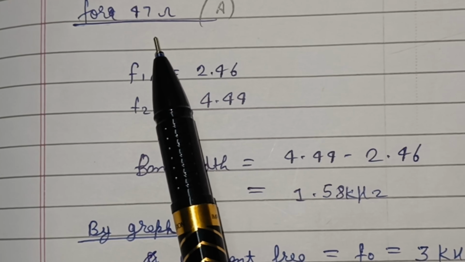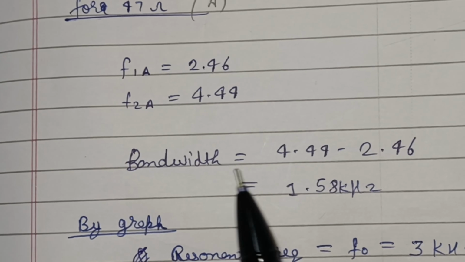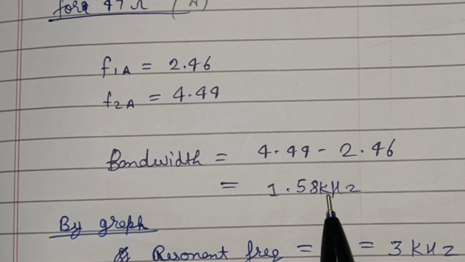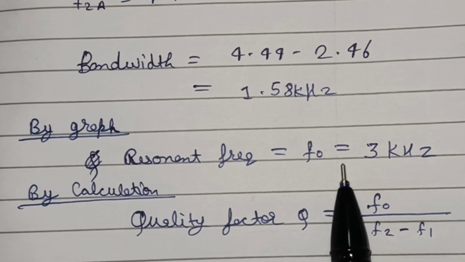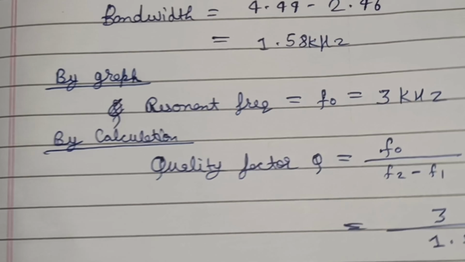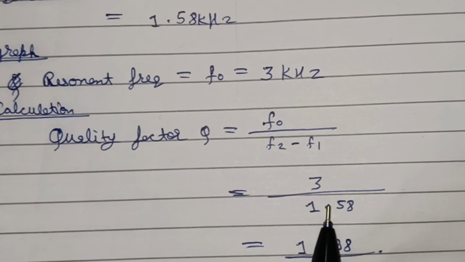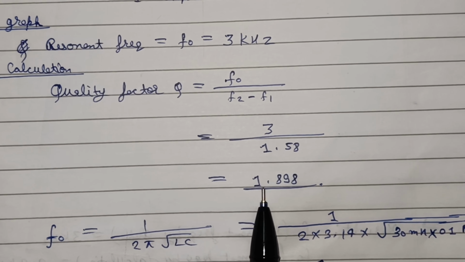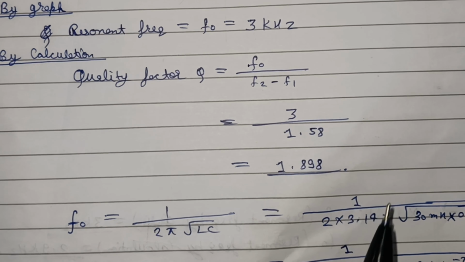So next we performed our calculation for 47 ohm, that is the calculation part A, and for this first of all we have calculated the bandwidth, for which we have used our frequency F1 and F2, and bandwidth is basically equal to F2 minus F1, so we did here and we got the result 1.58 kilohertz. And now from our graph we have got resonant frequency, that is F0 is equal to 3 kilohertz. And now next we will calculate the quality factor, and the quality factor is basically equal to F0 upon F2 minus F1, and so we can clearly see here that the value is 3 upon 1.58 and we have got 1.898, and quality factor is obviously free of units, that is it is unitless.